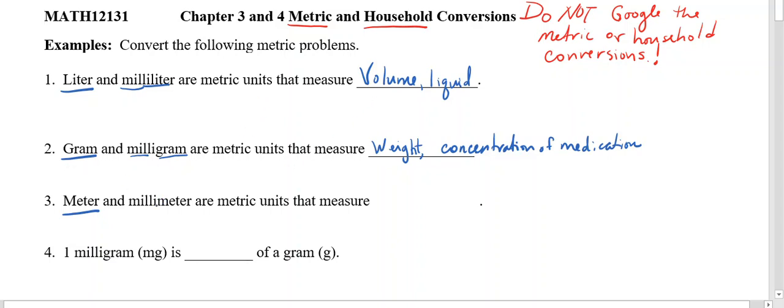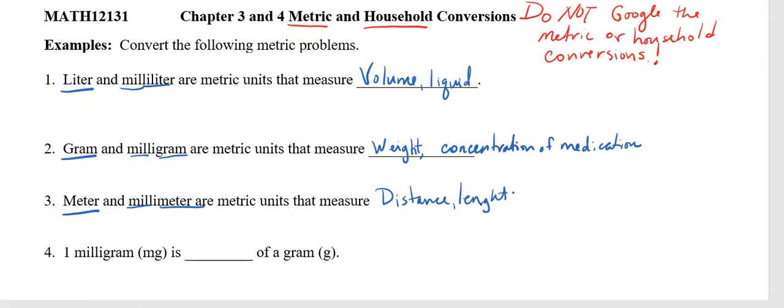Then we have meter and millimeter. Meter measures distance or length. It can be the distance of how far you walk. It can be the distance from home to the hospital, home to school. It doesn't matter. It's just the distance.